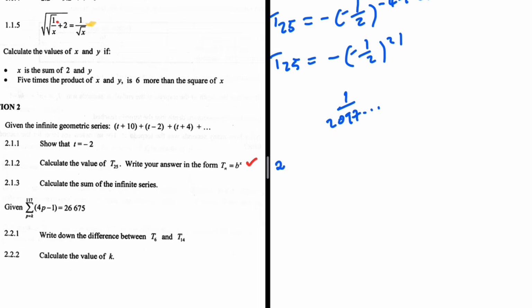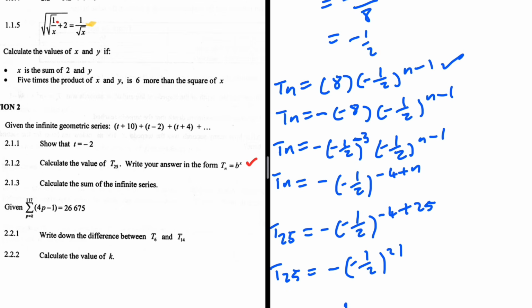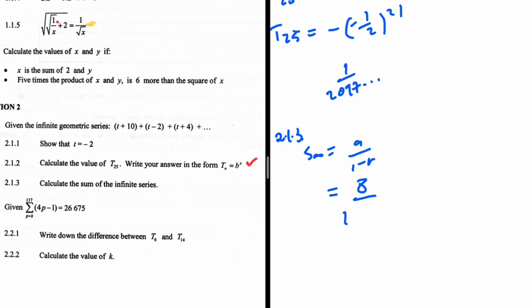That is 2.1.2. 2.1.3, calculate the sum of the infinite series. Infinite. So S infinity is equal to A divided by 1 minus R. A is 8, if I remember correctly. Yes, and R is minus 1 over 2. So S infinity, let's see, 8 divided by 1 plus 1 over 2. That is 16 over 3. So 16 over 3 seems to be the sum to infinity. That is 2.1.3.